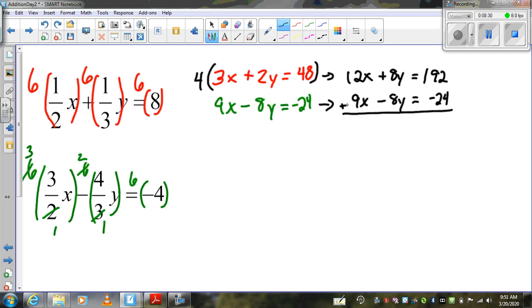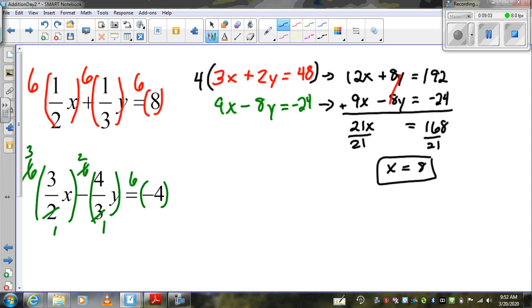So I'm going to go ahead and add these two together. So that would give me 21x. These two would cancel. Equals, so now I just have to do 192 minus 24, and that's going to give me 168. And I'm hoping that this comes out beautiful. Divide both sides by 21, and I'm getting x is equal to 8.